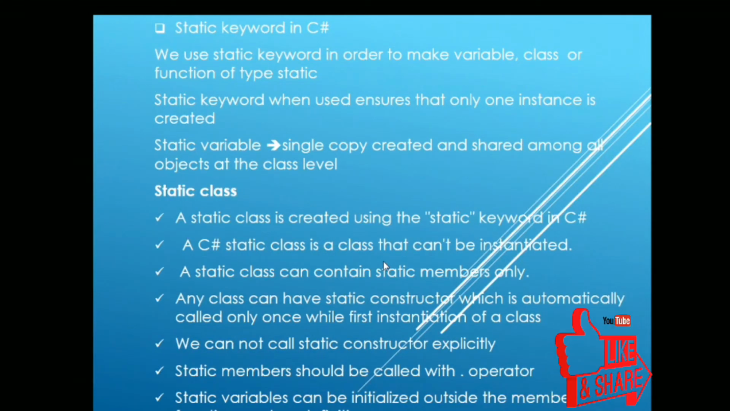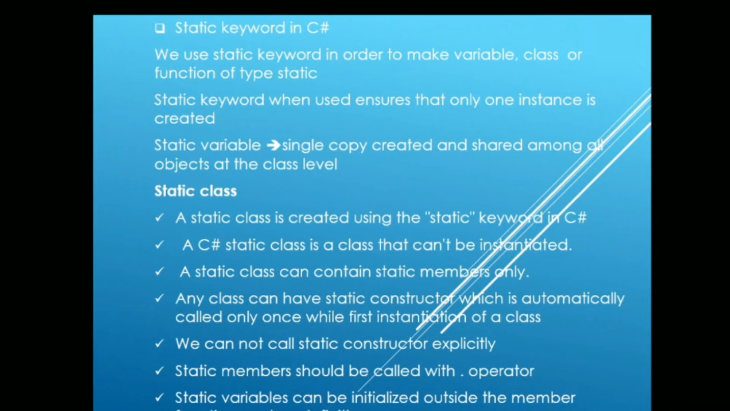Hi guys, welcome to the C# interview question and answer series. In this video, I will be talking about the static keyword in C#. We use static keyword in order to make variable, class or functions of type static. Static keyword can be used with any function, variables or any member type in the class.